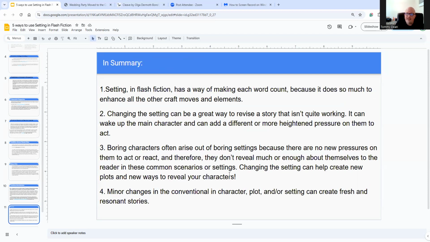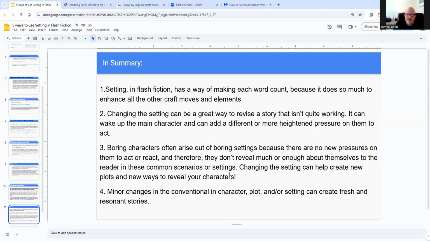Everything kind of twins together with setting to give it a stage so that we, the reader, can experience the actions of the story along with the characters. We want to be a part of that experience if possible. Changing the setting can be a great way to revise a story that isn't quite working. It can wake up the main character and add a different or more heightened pressure on them to act.